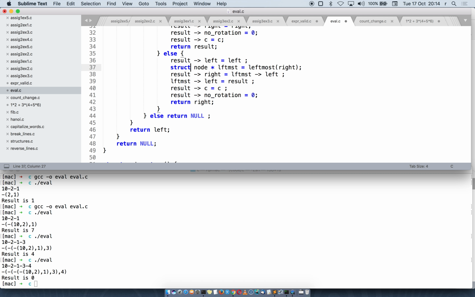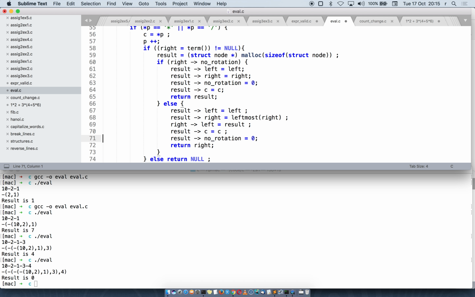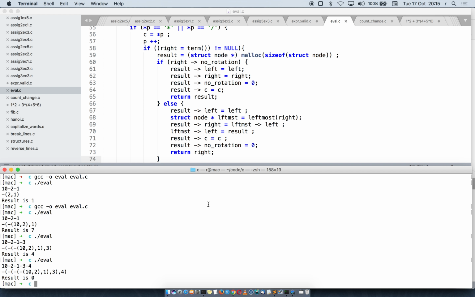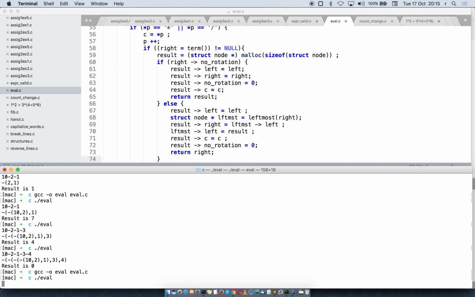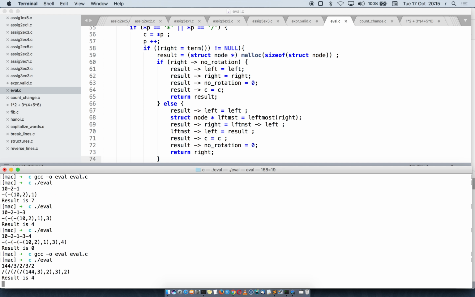All right. So the next thing we do is Control C this. Is there anything specific to plus or minus? No. Go here and do the same. So now let's pick a number with a lot of divisors. 144 divided by 3 divided by 2 divided by 3 divided by 2. The result is 4. Seems to work correctly.